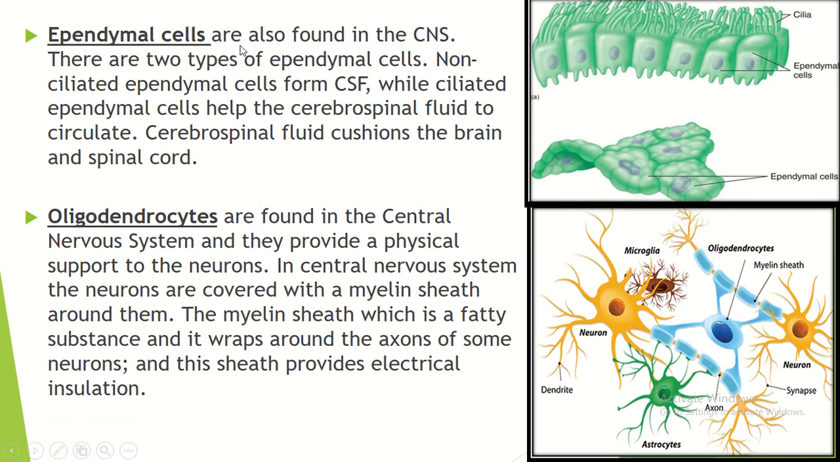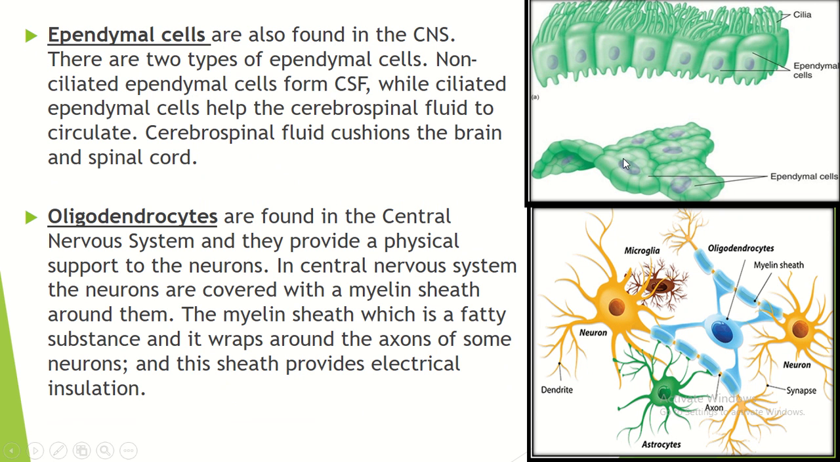And the epidermal cells are also found in the central nervous system. As we have seen, that means the brain and the spinal cord. There are two types of epidermal cells. The non-ciliated epidermal cells form the CSF, while the ciliated epidermal cells help the cerebrospinal fluid to circulate. Here you can see one that is flattened, and no cilia are present.